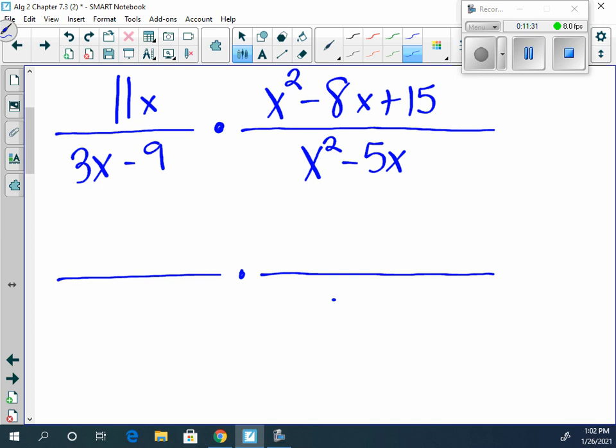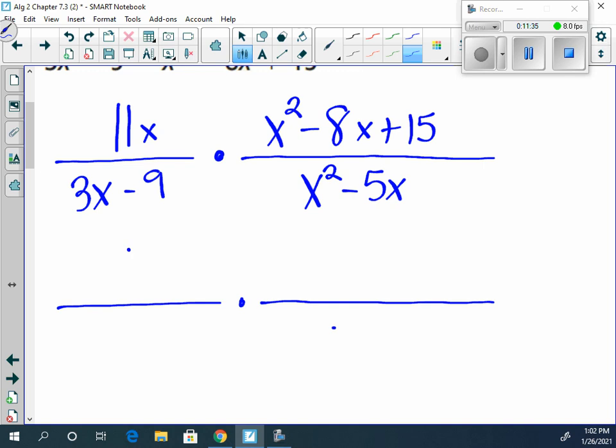All right, so can we do anything with the 11x? No. How about the 3x minus 9? We can factor out a 3. And 3 factored out of 3x leaves us with x. 3 factored out of negative 9 will be just minus 3. So we have 3 times x minus 3.